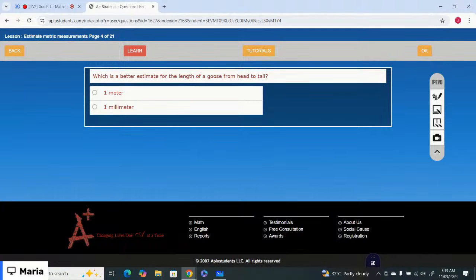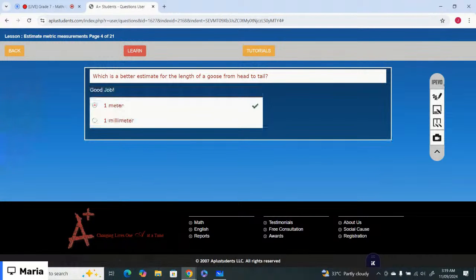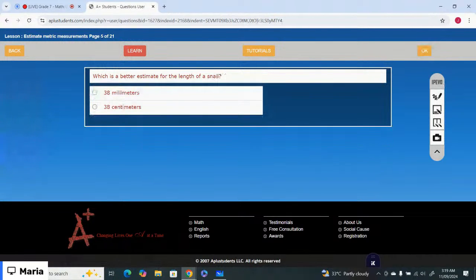The correct option is, I think 1 meter. 1 millimeter is too small for the length of the goose. Yes, I'm right. Okay, the next one is which is the better estimate for the length of a snail? Which is the correct option?